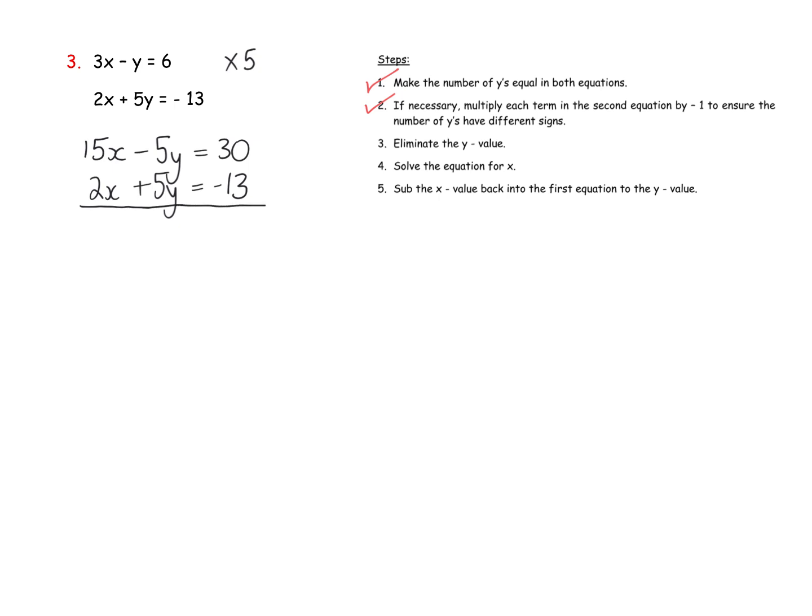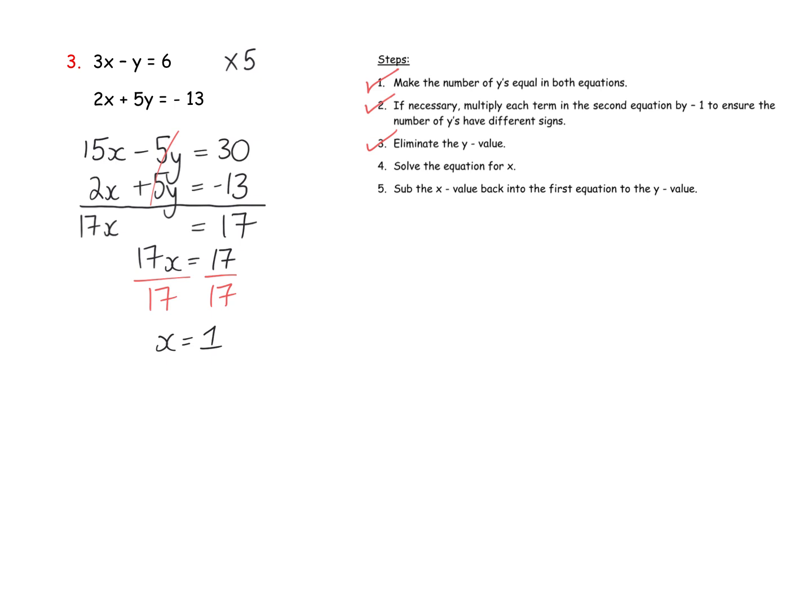We eliminate the y value, so we get 15x plus 2x, which gives us 17x. And then we have minus 5y plus 5y, which will give us 0y, and 30 minus 13, which will give us 17. That's step 3 done then. We have eliminated the y. What we have then is we have 17x is equal to 17. To get x, we divide both sides by 17, and we're left with x is equal to 1.